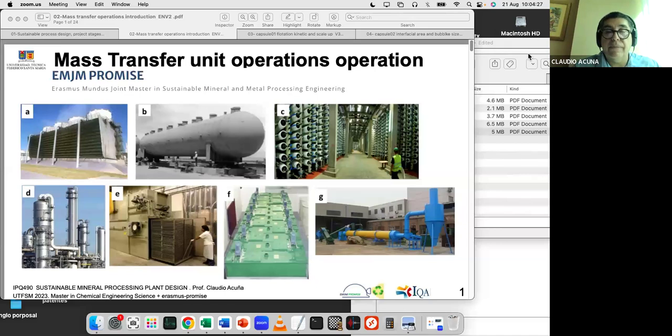Now I'm sharing the entire screen. So, okay, now can you see this presentation, I guess? Yes, the mass transfer?